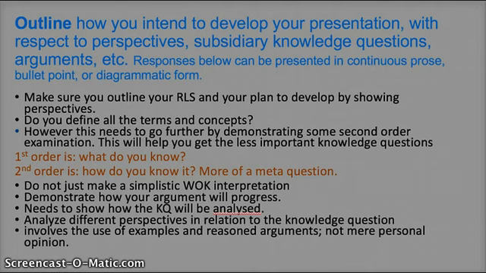You need to outline how you intend to develop your presentation. That's with respect to perspectives, subsidiary knowledge, which means less important knowledge questions, and arguments. And then you've got to really show how this goes. Now you can do it in bullet point form, but you've got to make sure you outline how your real life situation and your plan is going to help you develop different perspectives.